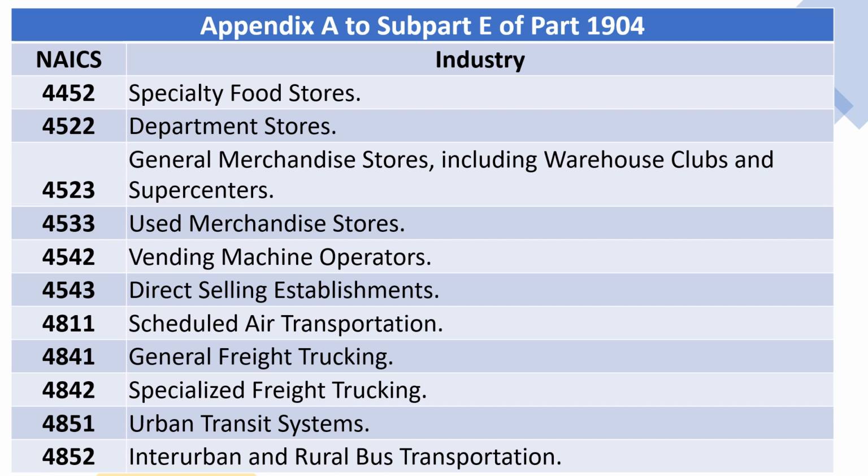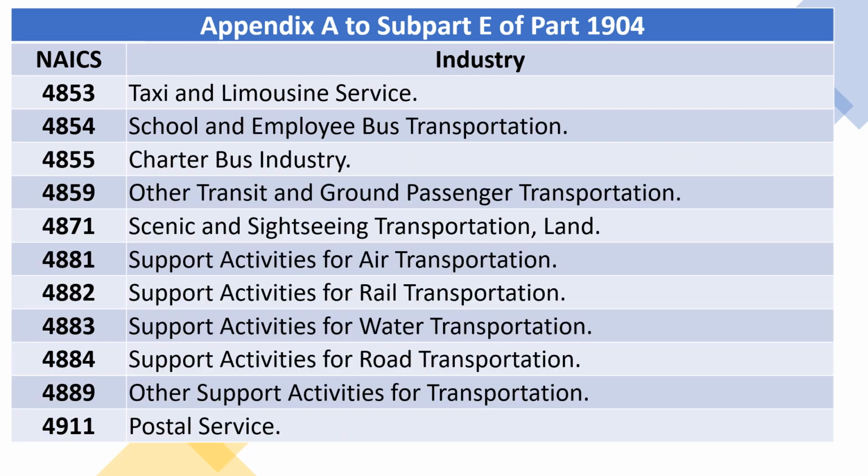4543. Direct selling establishments. 4811. Scheduled air transportation. 4841. General freight trucking. 4842. Specialized freight trucking. 4851. Urban transit systems. 4852. Interurban and rural bus transportation. 4853. Taxi and limousine service. 4854. School and employee bus transportation. 4855. Charter bus industry. 4859. Other transit and ground passenger transportation. 4871. Scenic and sightseeing transportation, land.